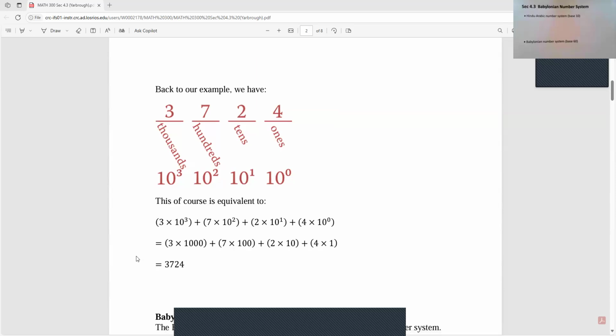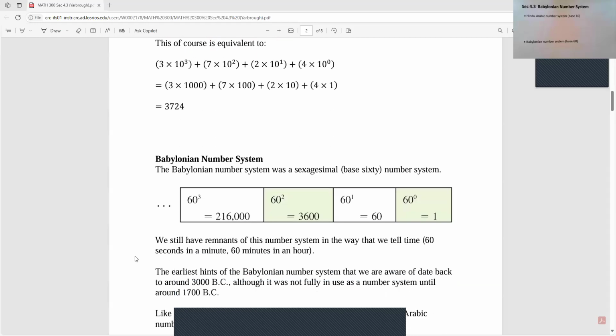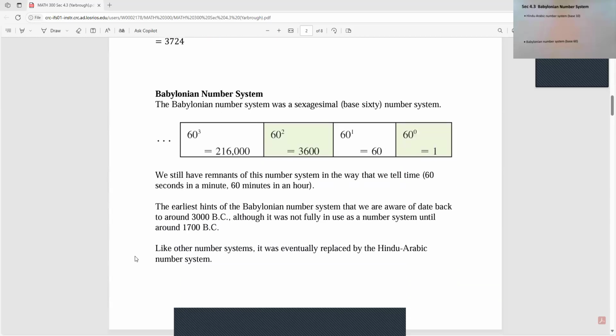The ancient Babylonians used what we call a base 60 number system. So their far right place value, they didn't consider it the 10 to the 0 power place value. They considered it the 60 to the 0 power place value, which is still equal to 1 though. Remember, anything to the power of 0 is equal to 1, with the exception of 0 to the power of 0.